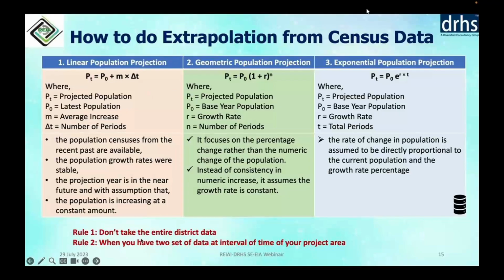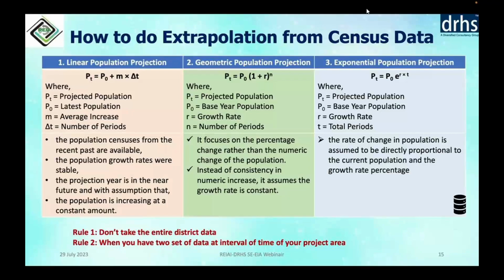Don't take the entire district data. I told you earlier also, and I'm telling you now. What they do is take the district data: the census has two districts coming, Navsari and Surat. They take the district area, take the two figures, project the total population, and that is finished. Your job is finished. If I am an examiner, I will really throw out that analysis.